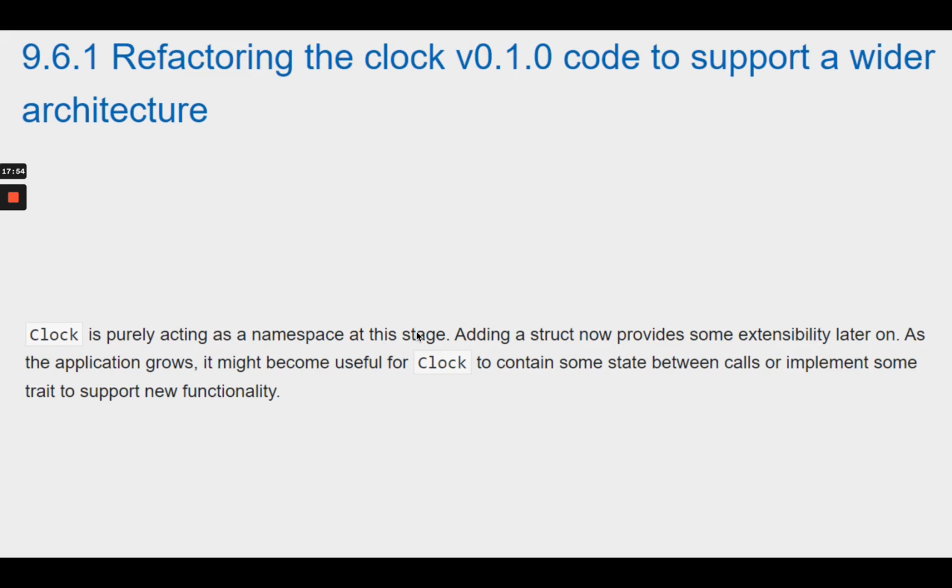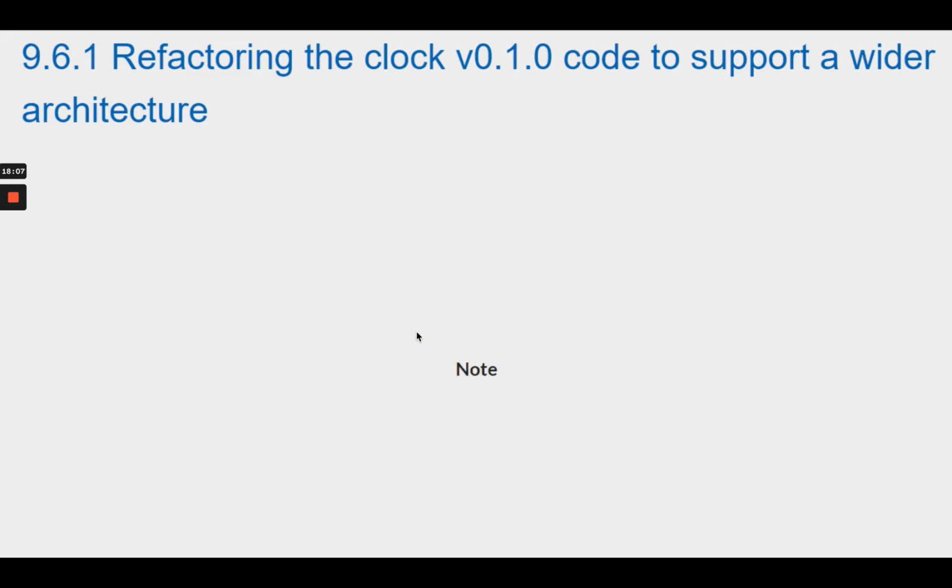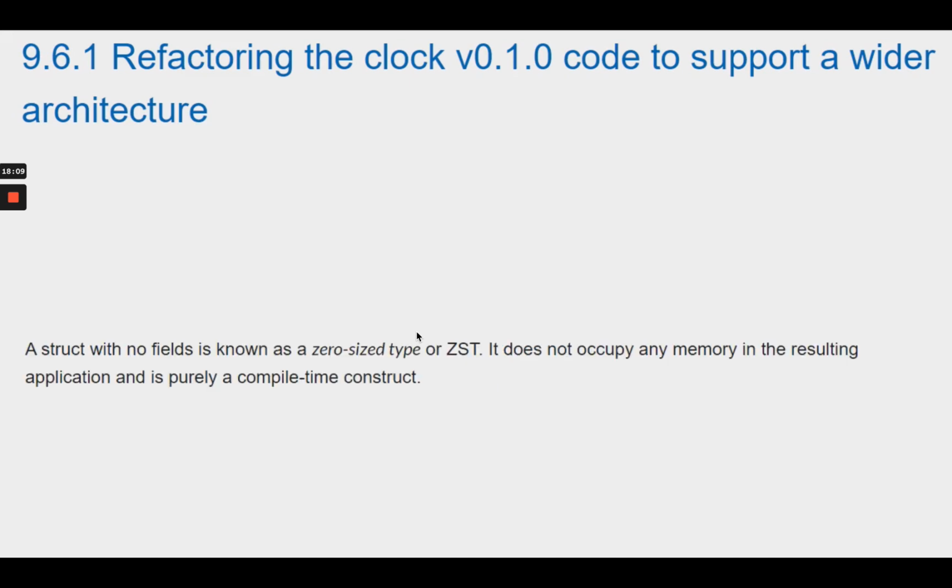Adding a struct now provides some extensibility later on. As the application grows, it might become useful for Clock to contain some state between calls or implement some trait to support new functionality. Note: a struct with no fields is known as a zero-sized type, or ZST. It does not occupy any memory in the resulting application and is purely a compile time construct.